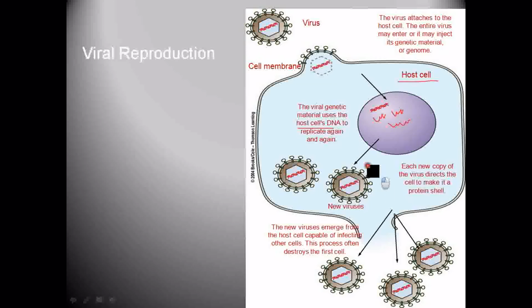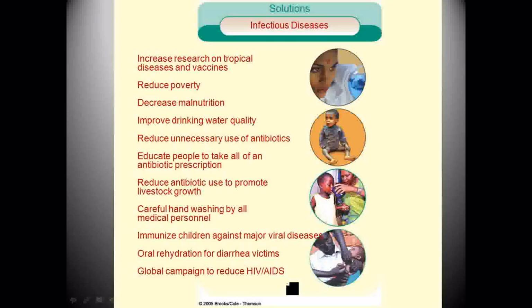The protein coat forms around that DNA, and so now inside of this cell are many, many viruses. And of course, eventually they will break the host cell, destroy the cell, and go on to replicate inside of other cells. So what are our solutions to problems?